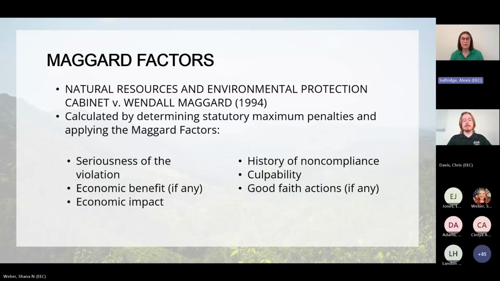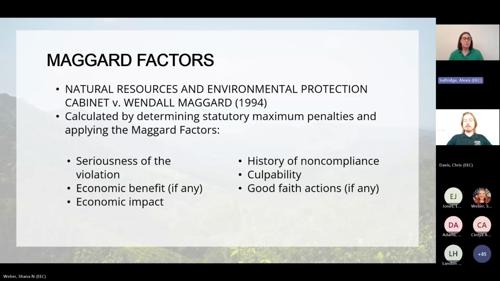Now, the good news for this is a couple things. First, in 1994, there was a court case, Natural Resources and Environmental Protection Cabinet v. Wendell Maggard. What came out of that case was that the cabinet was to apply certain factors when determining maximum penalties to assess. So we'll start by calculating a maximum statutory penalty based on how many violations there are, what category they fall into, and how many days those violations occurred. And then we will apply the following factors to take this statutory maximum penalty and bring it down.